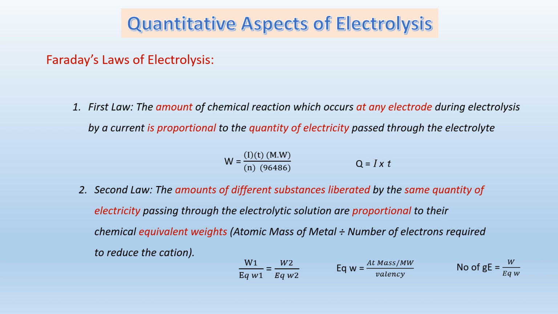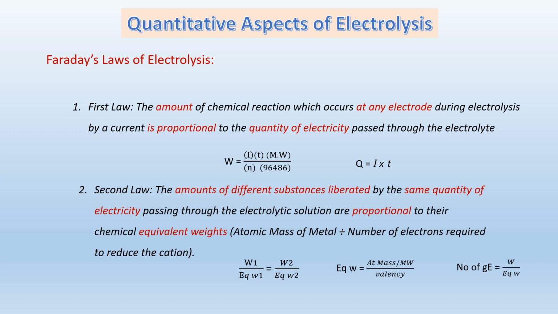The first law is that the amount of metal deposited at any electrode is directly proportional to the quantity of electricity. You can understand the law in the formula. Weight is equal to the charge. What is a charge? Charge is the quantity of electricity. Q is equal to I into T. I have given I into T into the molecular weight. If there is an increase in the molecular weight, then there will be an increase in the mass of deposition, right? And n is the number of valence electrons.